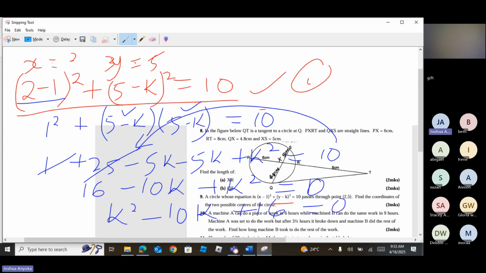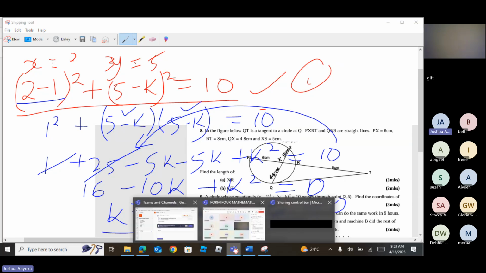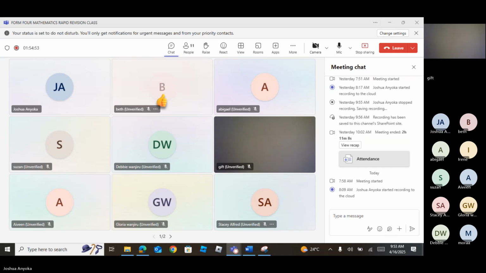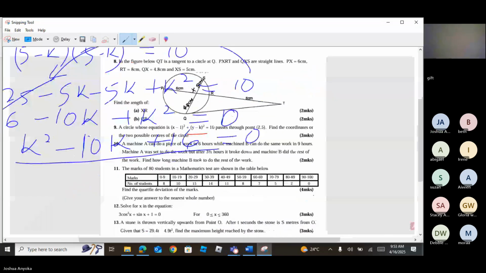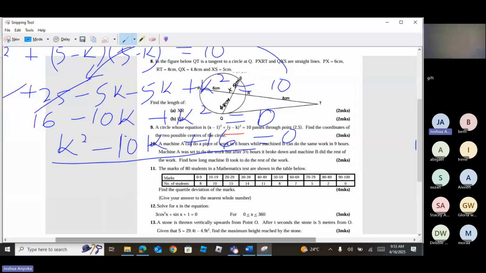Are we together? If we are together in this equation, raise your hand. Beth has given thumbs up. So it means we are together. Then we get back and solve this quadratically. Which method do you want us to use?